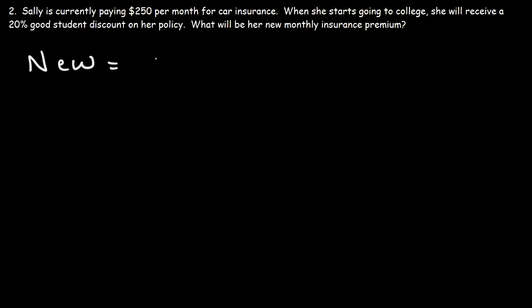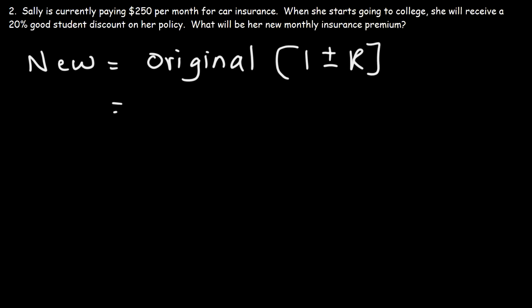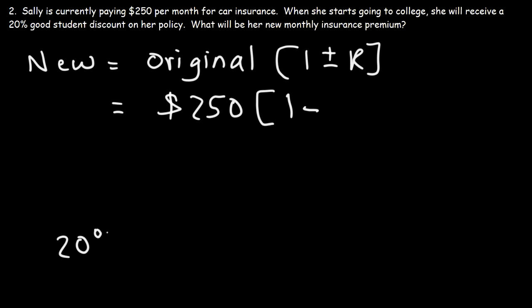So the new price is equal to the original price multiplied by 1 plus or minus r. So the original price, her insurance premium, is $250 per month. Now she's going to receive a discount. So should we use positive r or negative r? We're going to use negative r because the premiums will decrease after the discount is applied. So it's going to be 1 minus. Now what is 20% as a decimal? 20% is 20 divided by 100, which is basically 0.20 or 0.2.